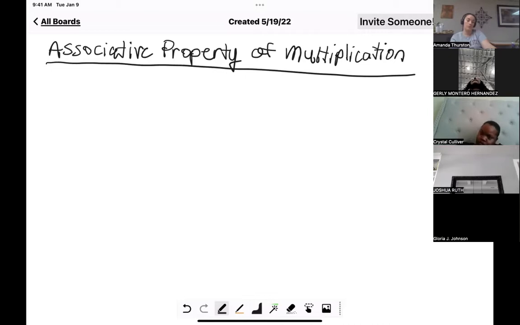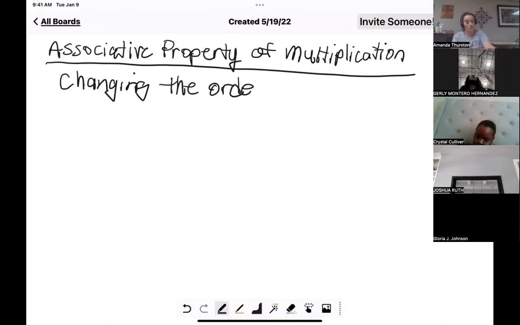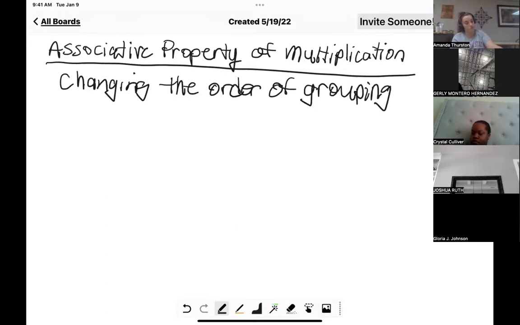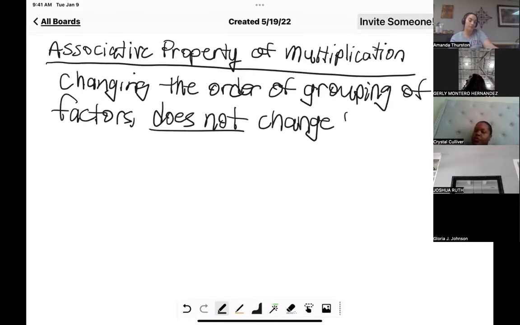Okay, this says that changing the order of grouping, sorry, whoops, wrong one. Grouping of factors. Factors are the numbers you're multiplying. Does not change the product.